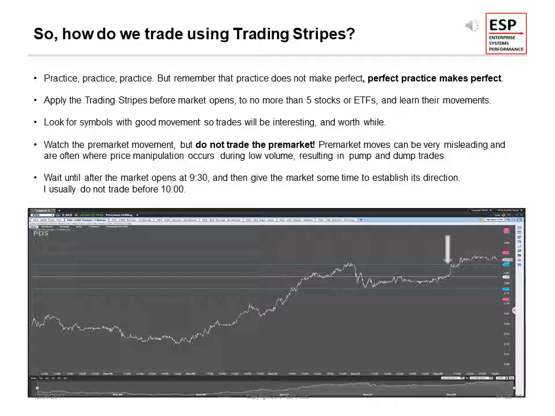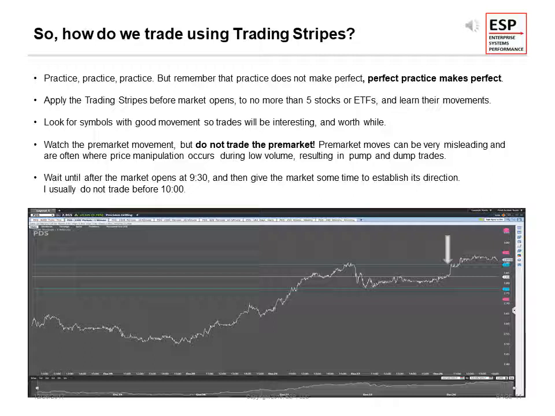Now how do we use trading stripes to help us trade? Well, we want to practice, but remember, like my band teacher used to say, practice does not make perfect. Only perfect practice makes perfect, so you need to practice for a very long time. Apply the trading stripes before the market opens to no more than 5 stocks or ETFs and learn their movements.